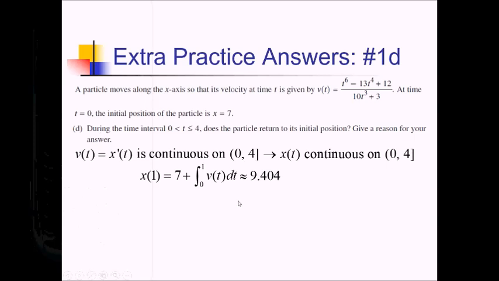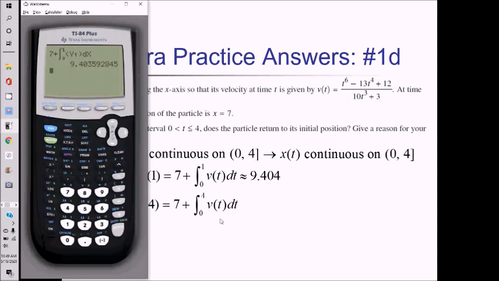Now I'm going to also test out x of 4, which is going to be 7 plus the integral from 0 to 4 of v of t dt. And just going back on the calculator, once I've already done this for x of 1, this is pretty quick to do for 4. I'm just going to arrow up and yank my input from before. And then I'm just going to replace this 1 here with a 4 in the upper limit of integration. Press enter. And that gives me the x value back of 6.712.